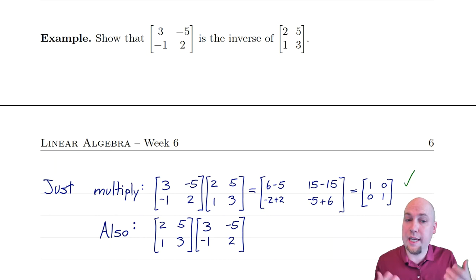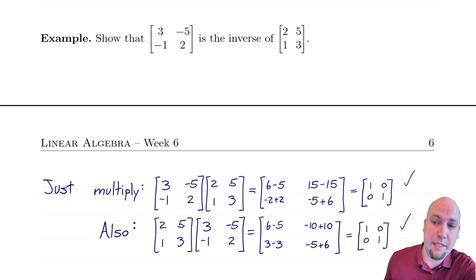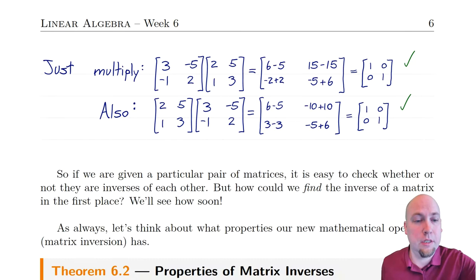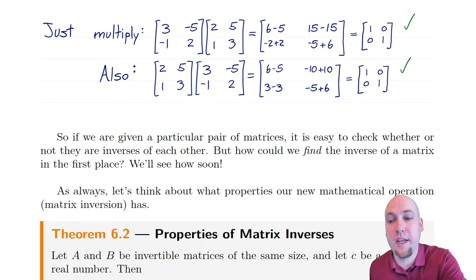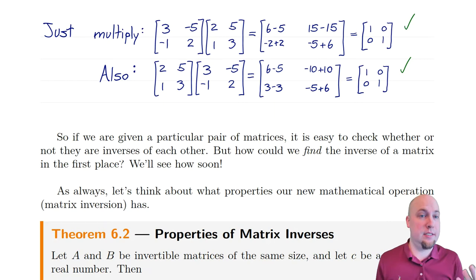I've also got to get the identity matrix here. And boom, you do get the identity matrix here as well. So you get the identity matrix no matter which order you multiply in. So good, they really are inverses of each other. That's what that tells us. They basically undo the effect of each other. If you think about them as linear transformations acting on vectors, then whatever one of the matrices does to vectors, the other matrix undoes to those vectors. It brings them back to where they started.